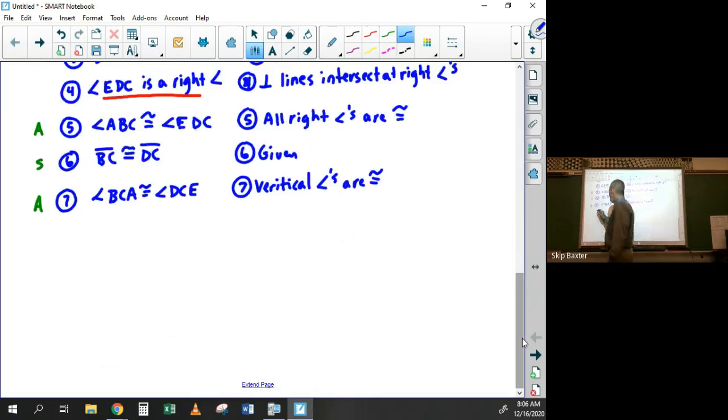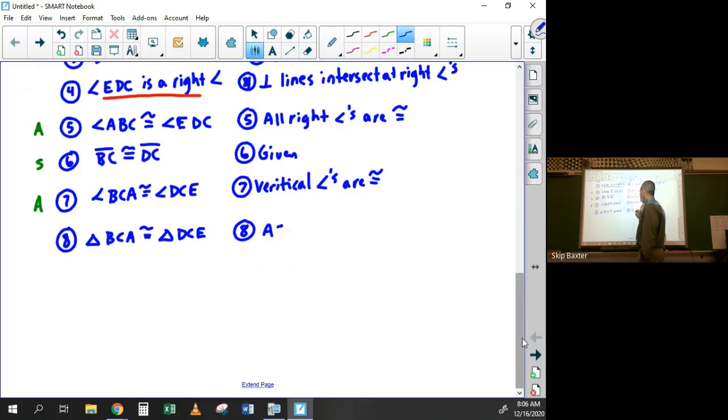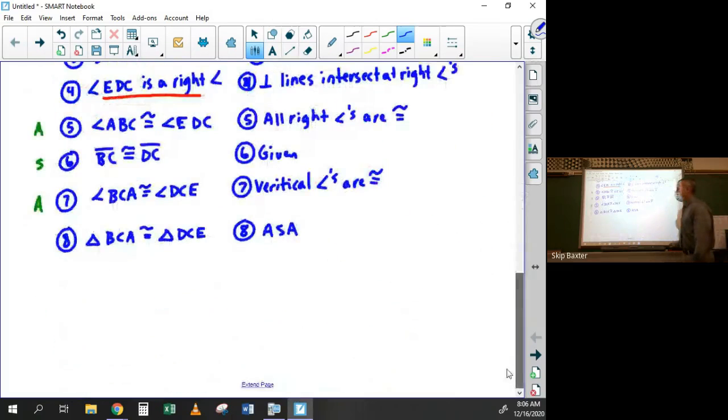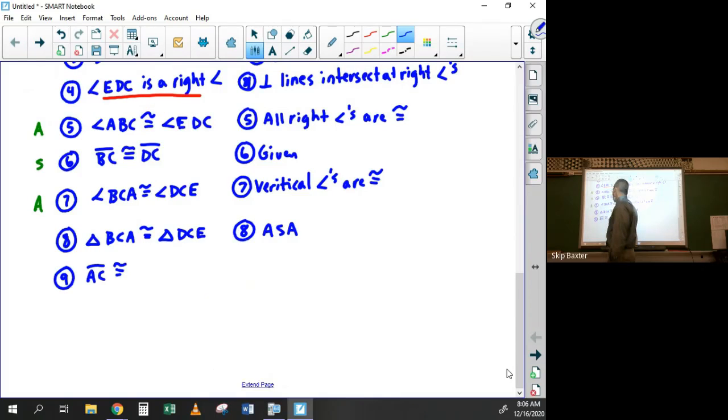Now I can say the triangles are congruent. Triangle BCA is congruent to triangle DCE by angle-side-angle. And the final step would be those two segments are congruent, AC and EC. AC is congruent to EC because I've shown that the triangles are congruent. Therefore, these sides are congruent because they're parts of those triangles. CPCTC. Corresponding parts of congruent triangles are congruent.